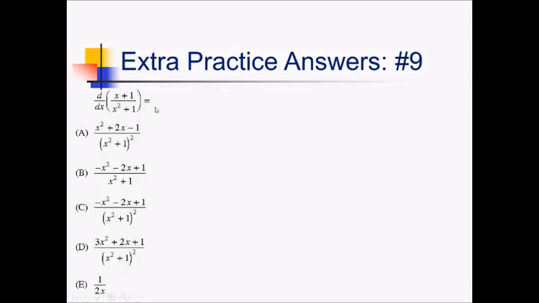For this problem, since I'm taking the derivative of a quotient that I can't really simplify, I am going to use the quotient rule, u prime v minus uv prime over v squared. Let me set up my box and ribbon to take care of that. So I've got my numerator, x plus 1 right here. And I guess I don't really need parentheses on that yet. And then I've got my denominator, x squared plus 1.